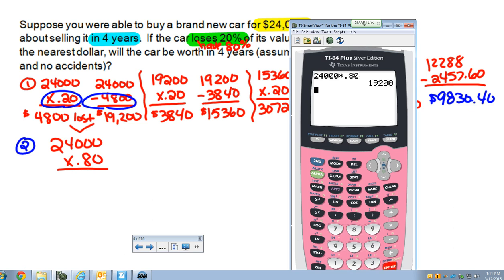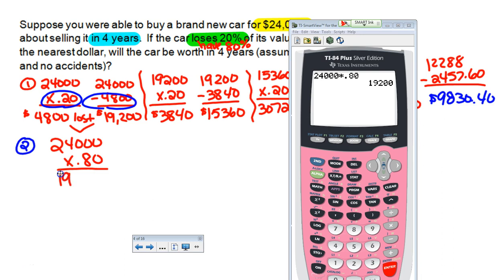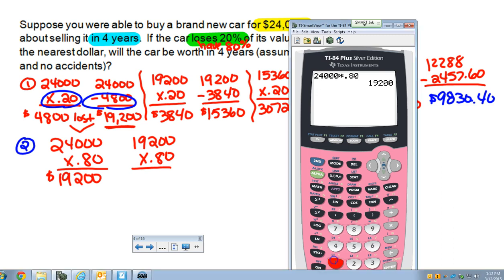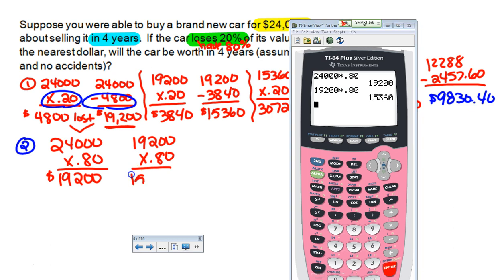And notice that that $19,200 is exactly what I got when I did it in 2 steps. So this will move now a lot quicker. Our new price now is $19,200. And if we put that in our calculator, we get our same answer again. Now year 3.